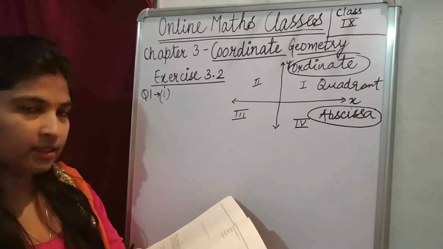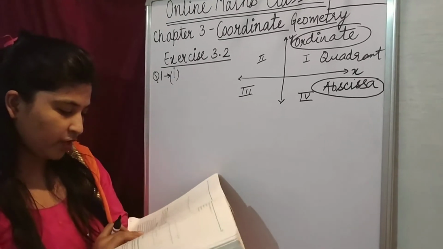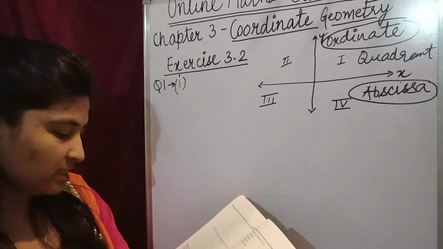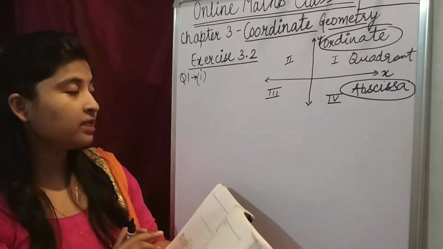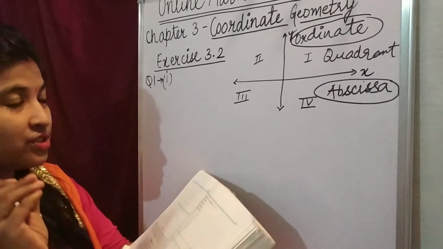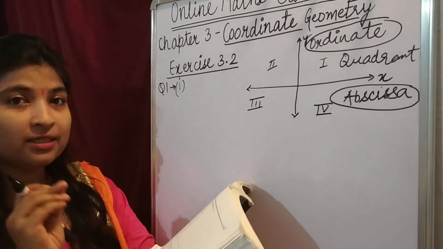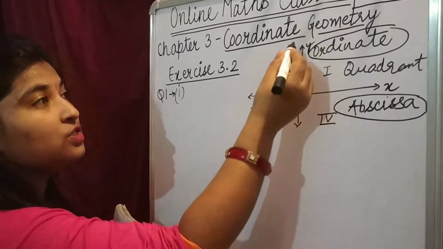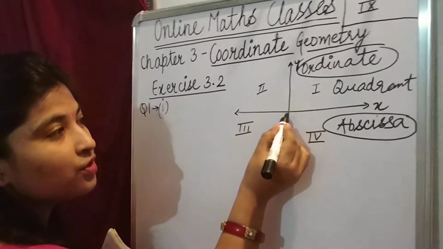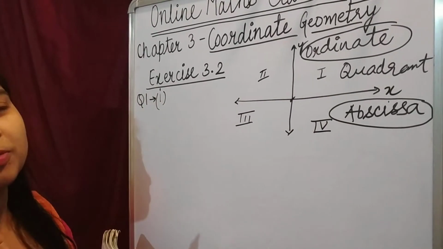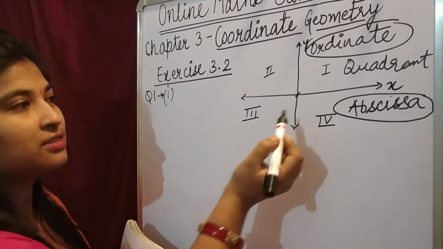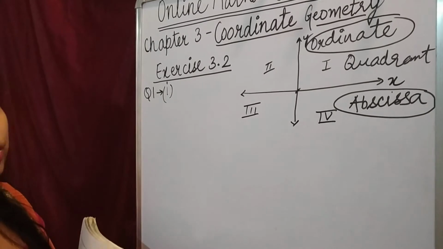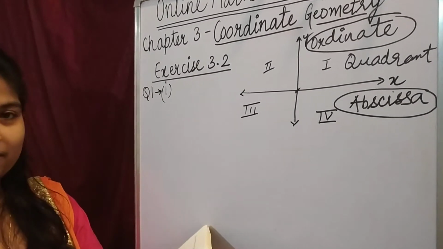Now the third part is: write the name of the point where these two lines intersect. We have to tell the name of the point where these two lines are intersecting. Can you tell me? I think more than 50% of students can tell what it is. Yes, it is the origin. So the first question is almost completed.